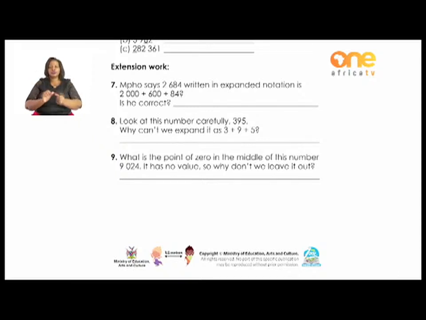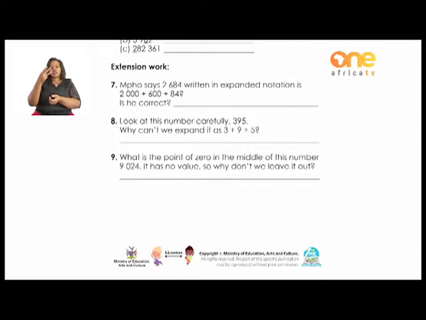And if we go to number 7, it says 2684 written in expanded notation is 2000 plus 600 plus 84. Is it correct? Here I only need yes or no.